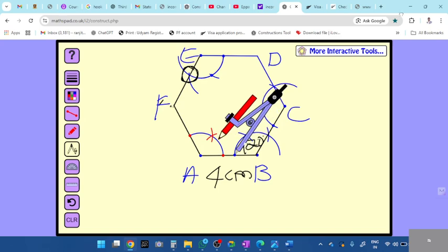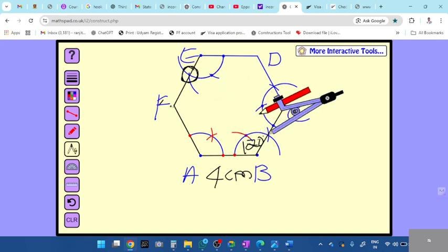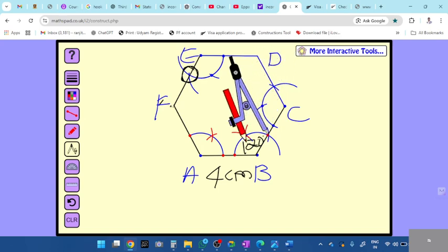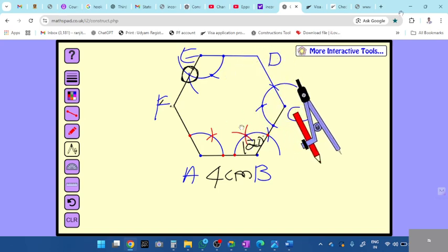Next, same for B. This point and from here to here, 120 degrees. So at 60, it will exactly meet at 60. Draw two straight lines. Like this, and another line like this.